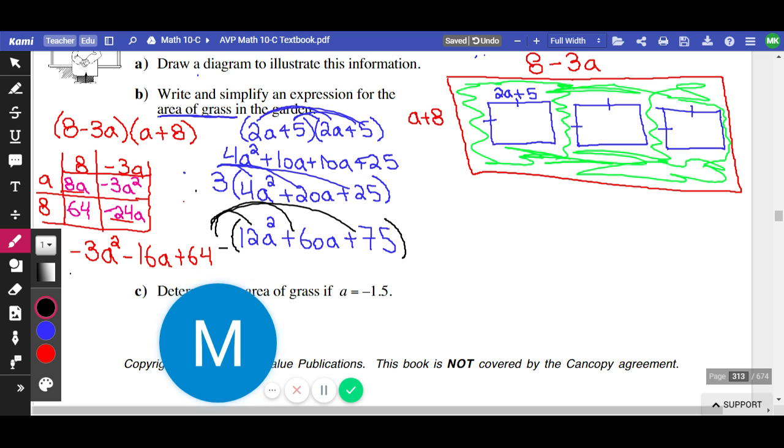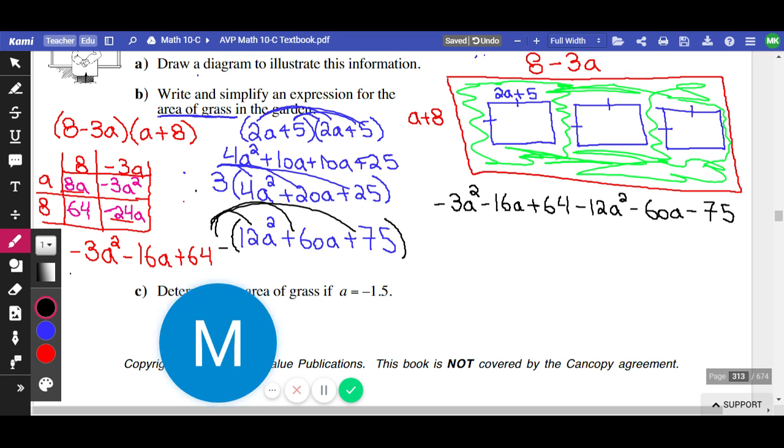The red stays all the same. So now I would have negative 3a squared, minus 16a, plus 64. And now it's a minus 12a squared. Then it's a minus 60a. And now it's a minus 75. This big equation would be the area of your grass or your shaded region.